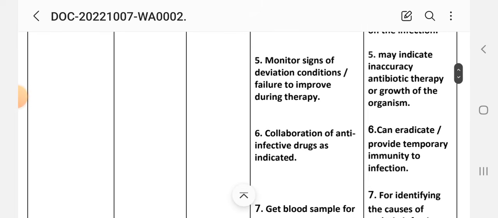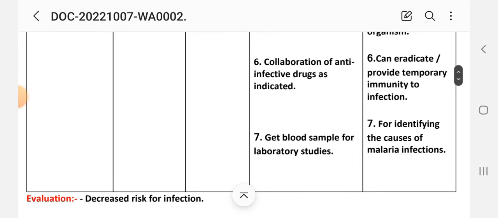Fifth intervention: monitor signs of deteriorating condition or failure to improve during the therapy. The rationale is that it may indicate inaccurate antibiotic therapy or growth of the organism. Sixth intervention: collaborate for anti-infective drugs as indicated. The rationale is that they can eradicate infection and provide temporary immunity to infection.